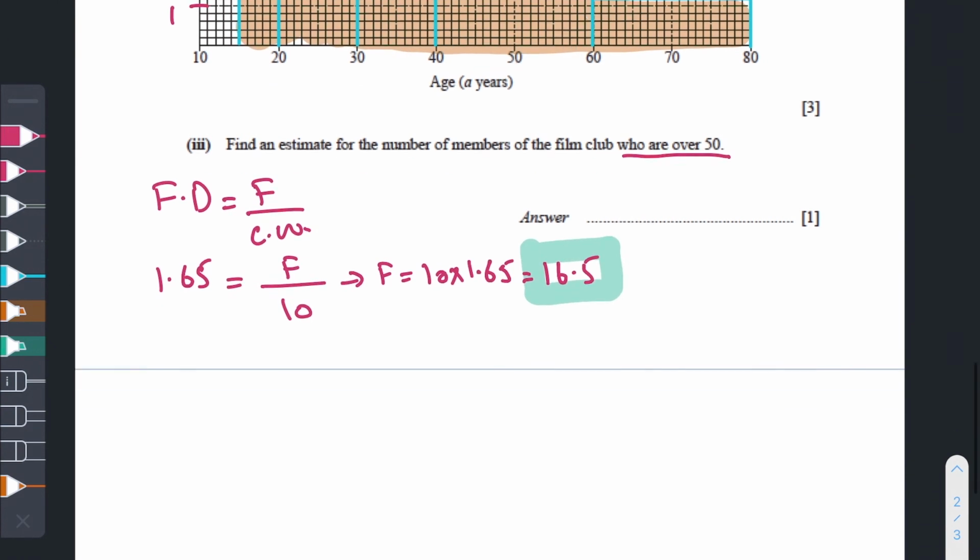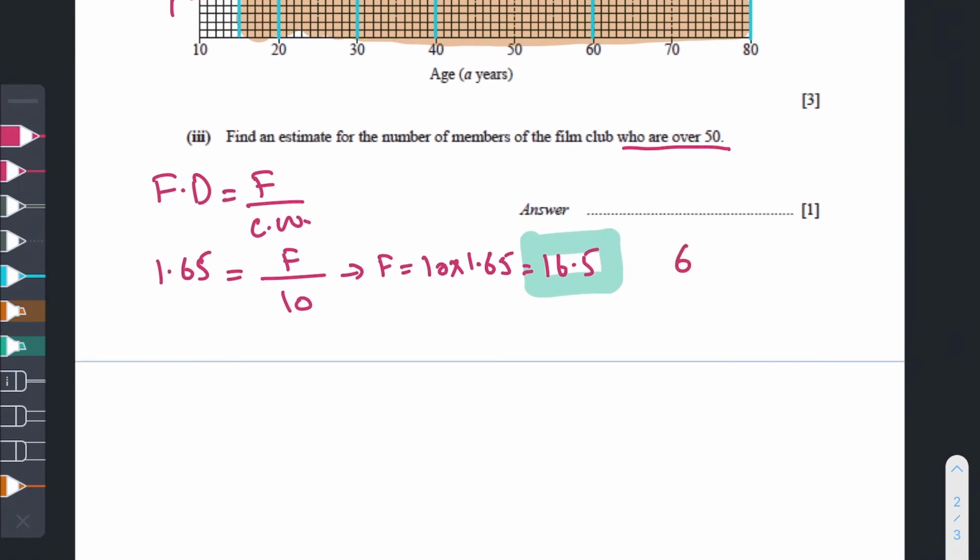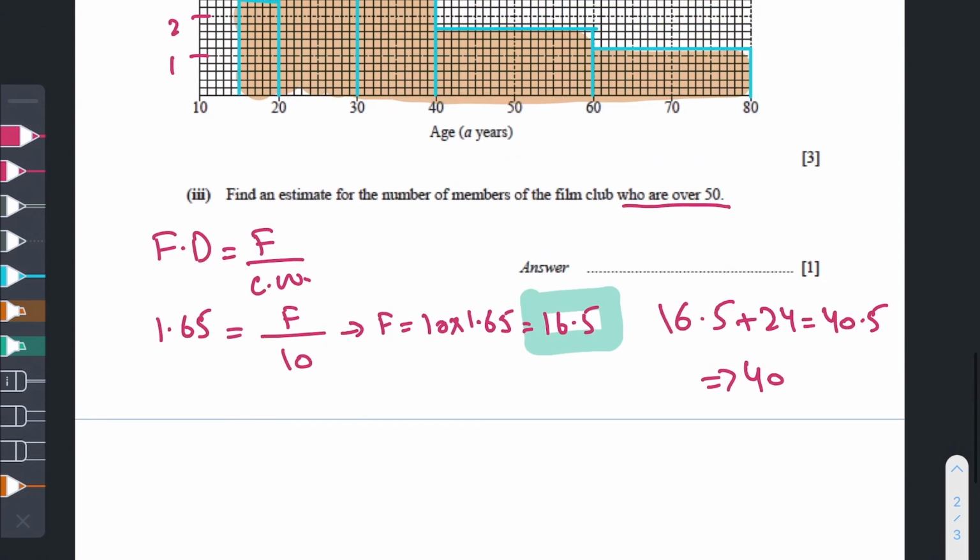So you add this 16.5 plus 24 for the last interval, and what you get is 40.5. Now, of course, you cannot use 40.5 because you can't have half a member. So you use the maximum possible value below 40.5, that is 40. So your last answer over here is going to be 40. And we are done with the question.